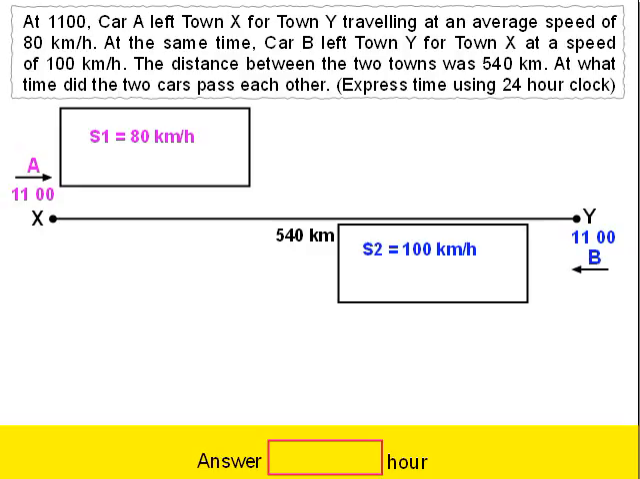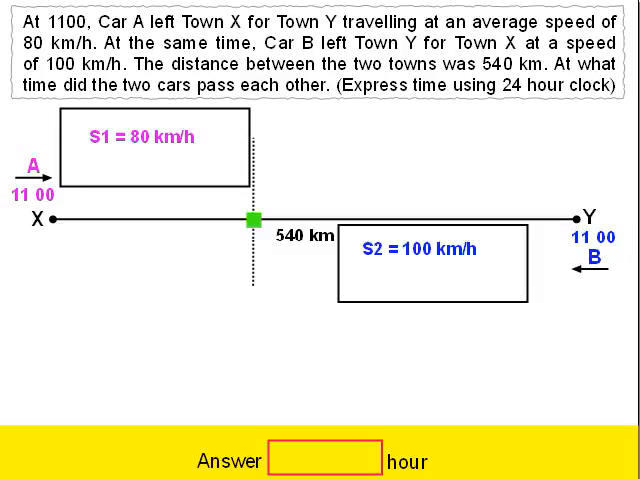Okay, so we're going to find the time when they met. Assuming that this is where they met, I draw it slightly towards X because I know that car B was traveling faster than car A, so it's slightly more towards town X where they met. Alright, logical. Now let's start to fill out all the information.